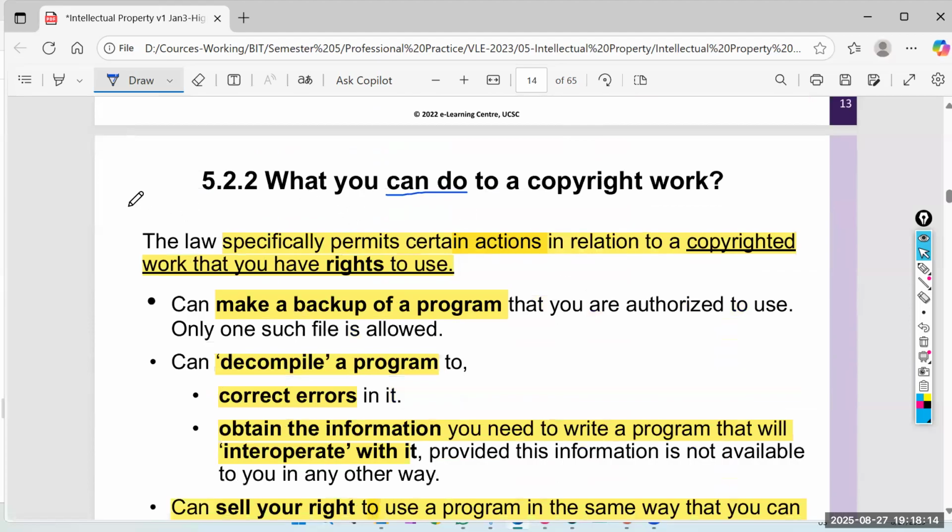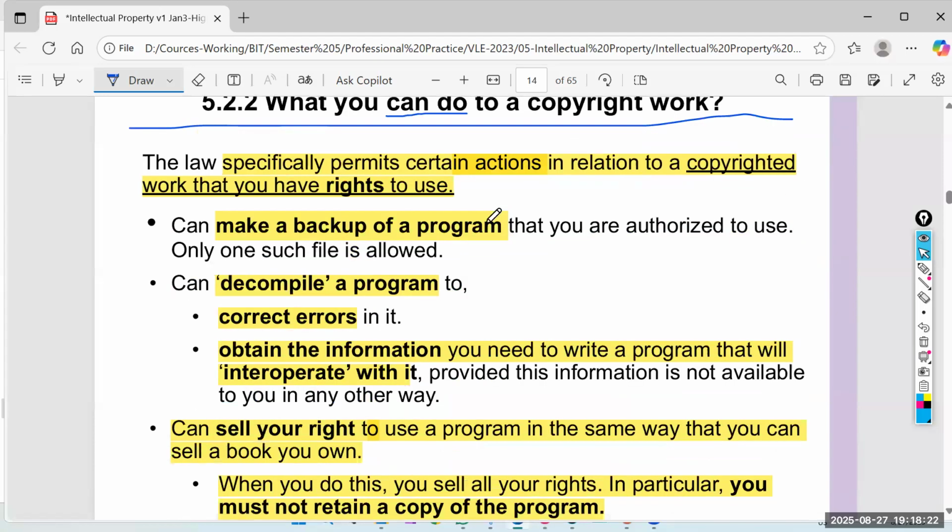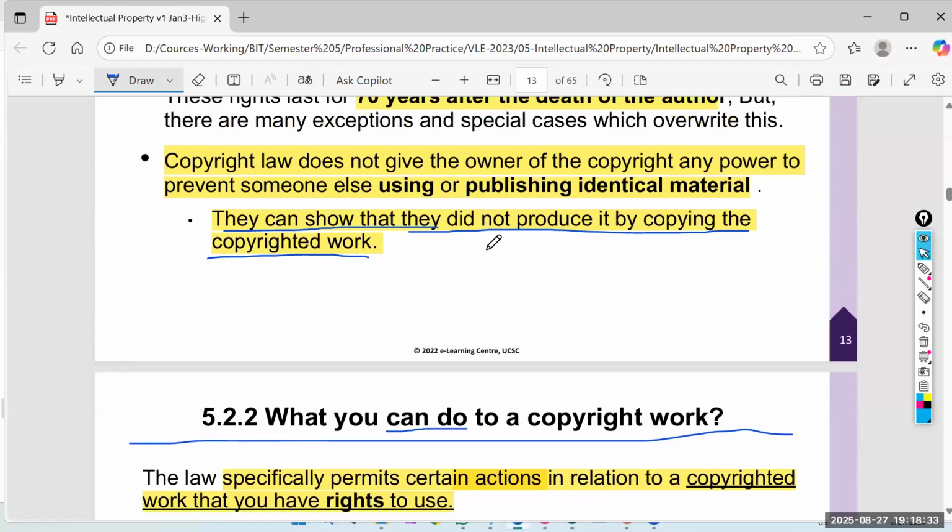If you are the copyright owner, say as an individual or as a company, what can you do? These are the things you can do. You can make a backup of your program. That we already discussed, right? You can make a copy, you can rent it, you can adapt it, you can make derivatives, and also you can sell your copyrights to someone else, right? With a formal legal agreement. Then the copyrights are with that person.